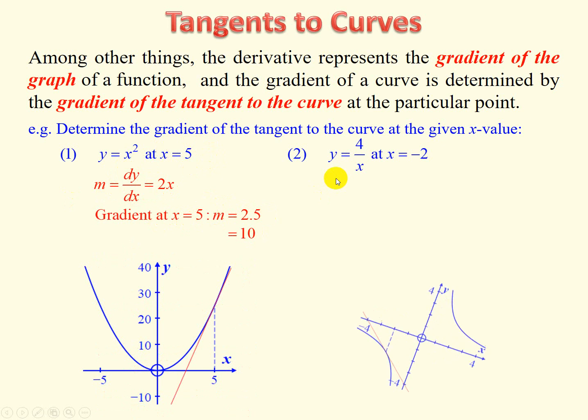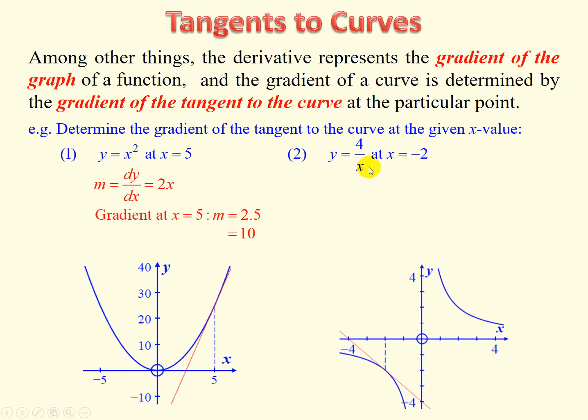If we look at the next one, y equals 4 over x at x equals minus 2. Well, there's the graph. It's a hyperbola of y equals 4 over x. And there is the tangent at x equals minus 2. We can pretty much see that it's got to be y equals negative x, negative 1, in other words, because it's going through the x-intercept of negative 4 and the y-intercept of negative 4. But we must go through the procedure.